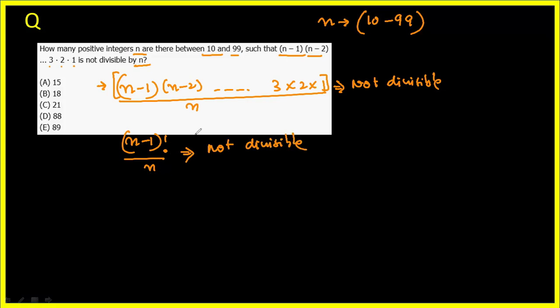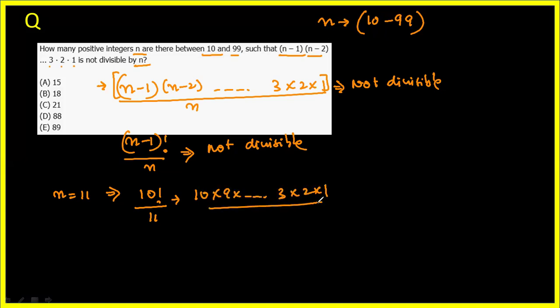Now, how can that be possible? Let's understand with the values. Let's take n as 11. Then n minus 1 is 10 factorial. Is it divisible by 11? No, it is not divisible. Why? Because 10 factorial is 10 into 9 into 8 till 3 into 2 into 1. You do not have any factor of 11 in 10 factorial. That means 11 is a good value which does not divide (n-1) factorial.